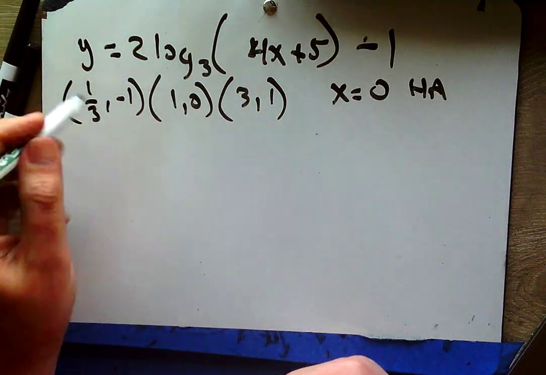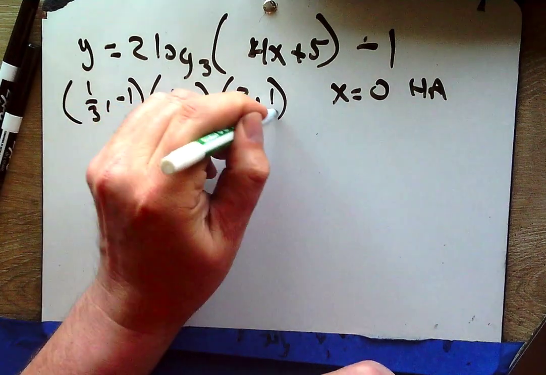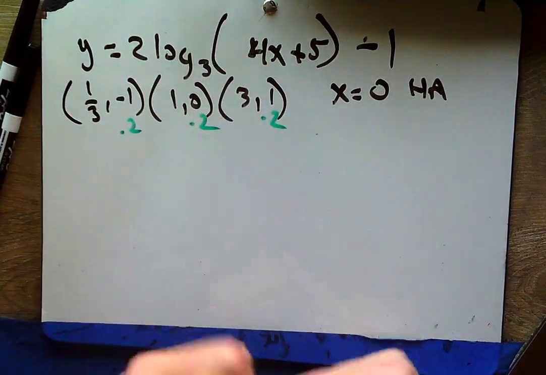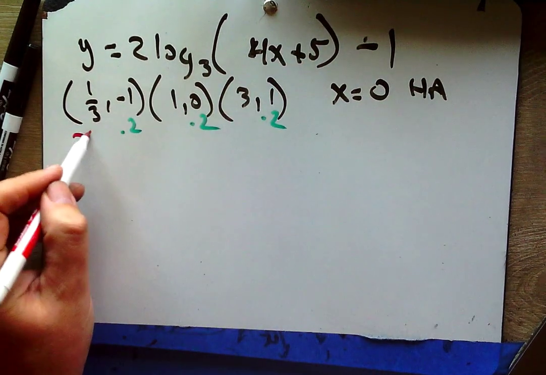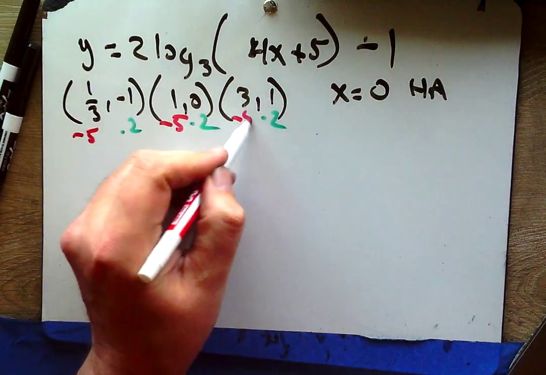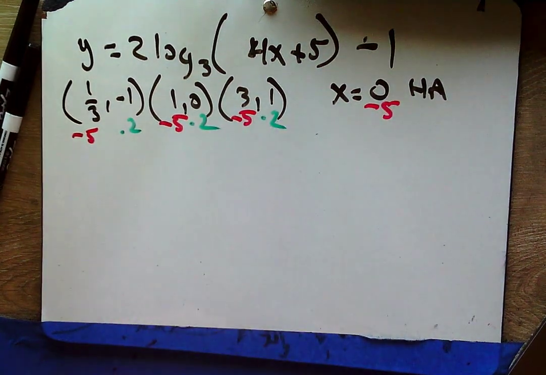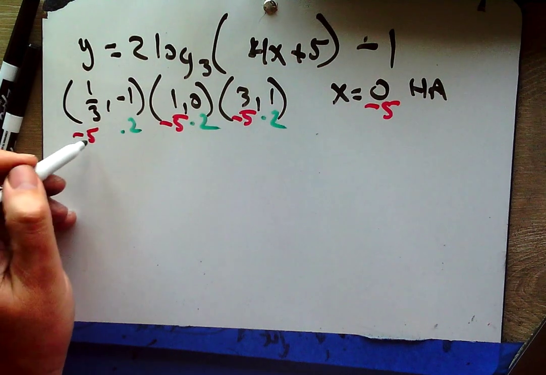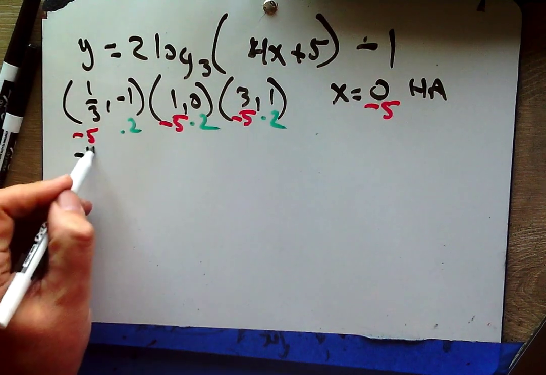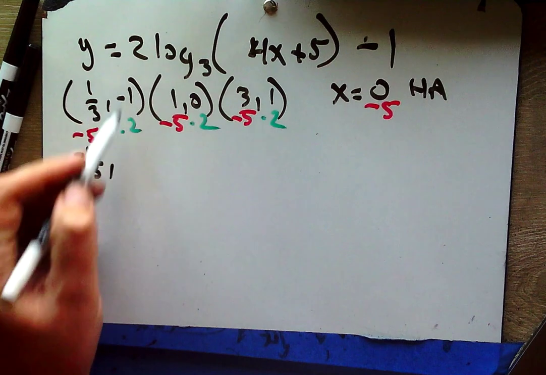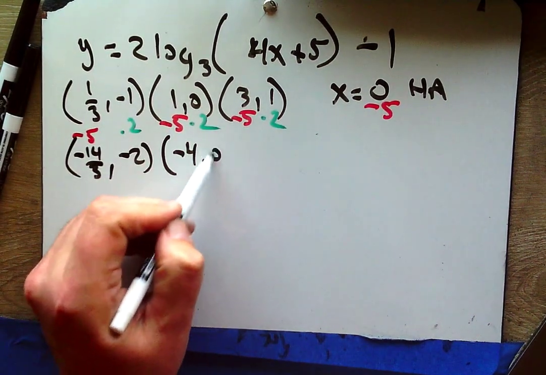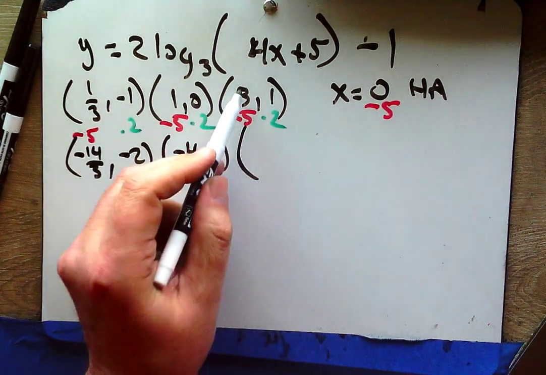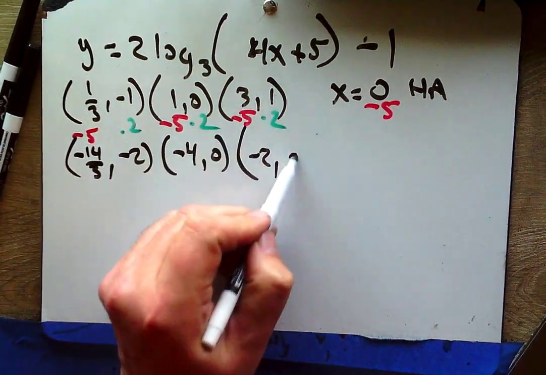So I'm going to multiply the y's by 2. That's an x, so I don't touch it until I come back and do inside is opposite land and subtract 5 from all the x's. So where are my intermediate points? Well, -15/3 plus 1/3 is -14/3, and here we have -2. Now I've got -4, 0, and -2, 2.